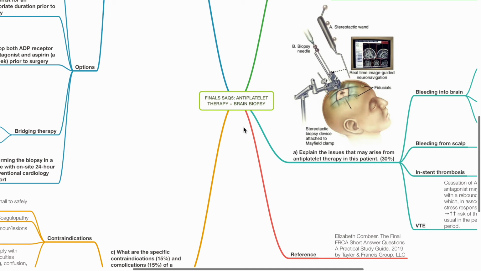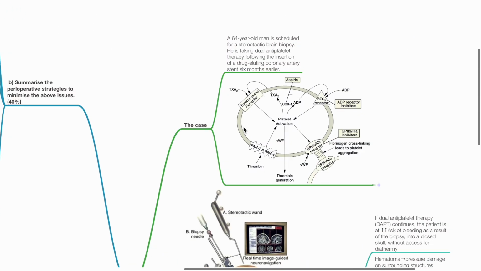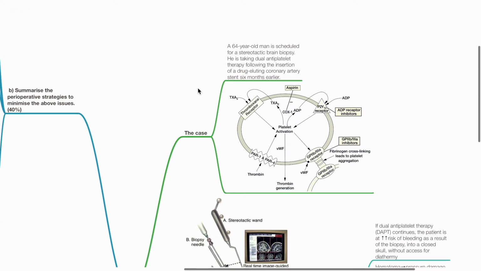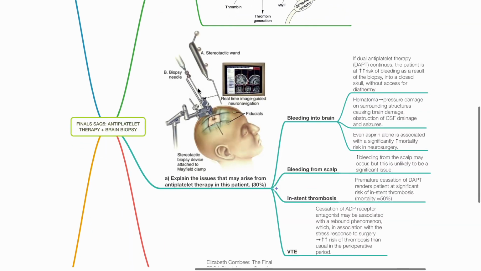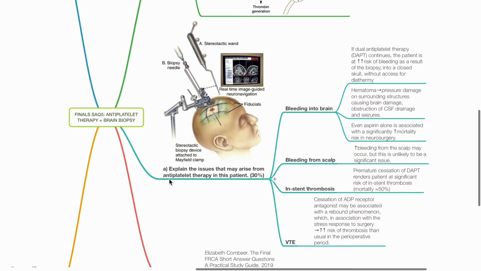Finals SAQ5, Antiplatelet therapy and brain biopsy. The case. A 64-year-old man is scheduled for a stereotactic brain biopsy. He is taking dual antiplatelet therapy following the insertion of a drug-eluting coronary artery stent 6 months earlier. A. Explain the issues that may arise from antiplatelet therapy in this patient, 30 marks. Issues include bleeding into the brain, bleeding from the scalp, in-stent thrombosis, and venous thromboembolism.